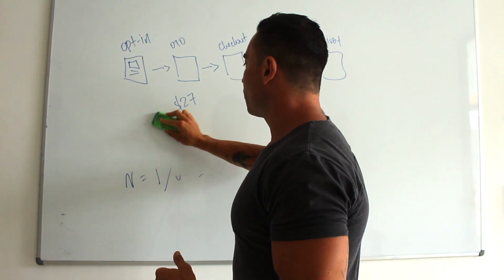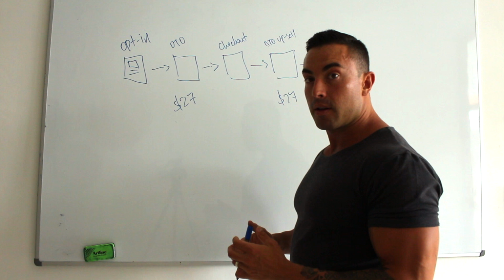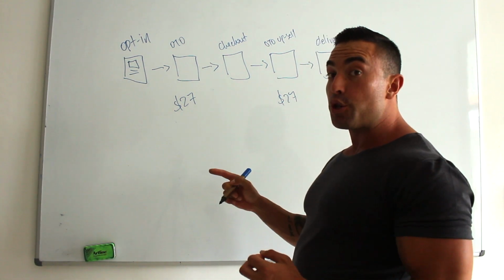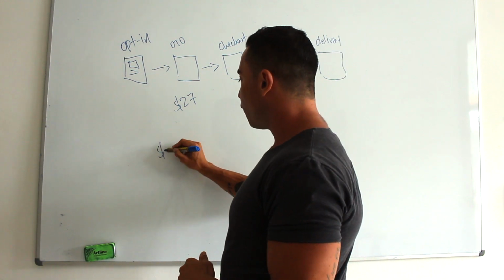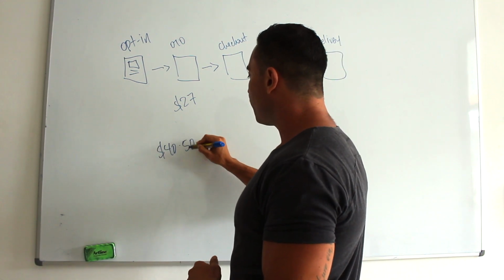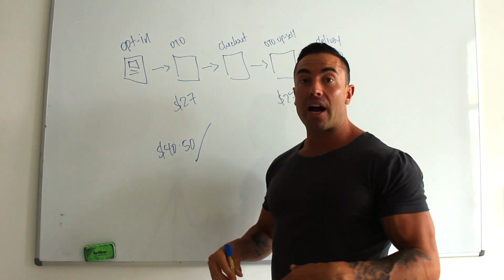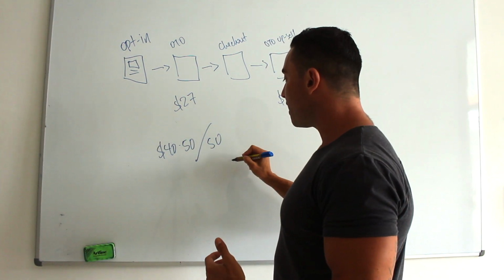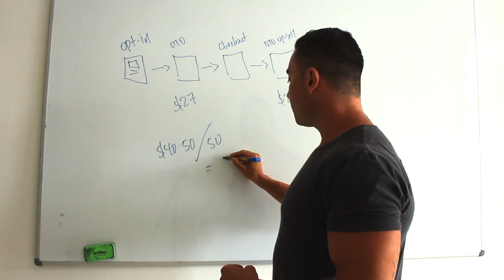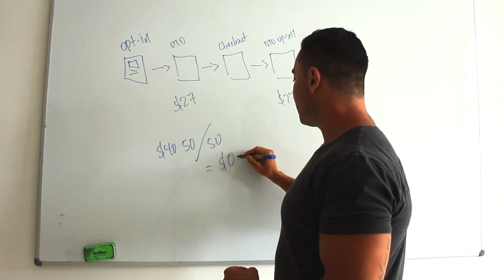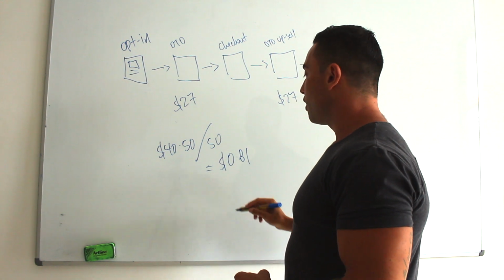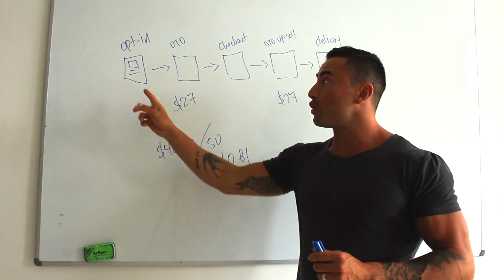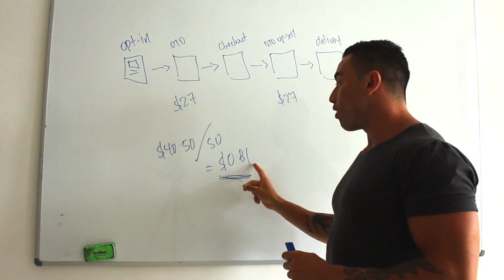What we need to do is really simple. We take the average order value, which was $40.50, and divide that by how many subscribers we need to get a customer, which was 50. And what this equals is 81 cents. So we know right now that our ads, to get an opt-in, need to be at 81 cents.